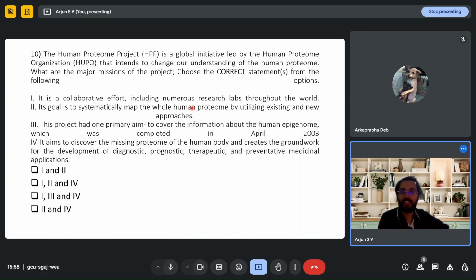Fourth option is it aims to discover the missing proteome of the human body and creates the groundwork for the development of diagnostic, prognostic, therapeutic, and preventative medicinal applications. So this is also a correct statement. So the correct option will be 1, 2, and 4, which will be your second option.